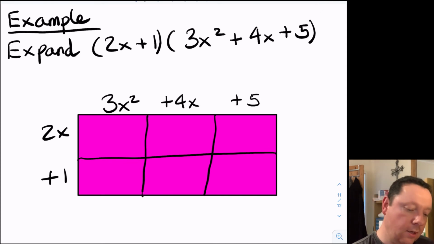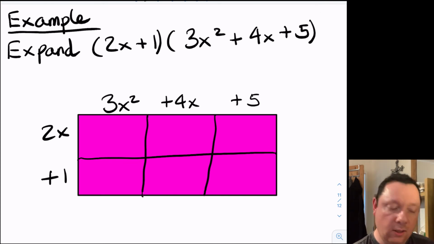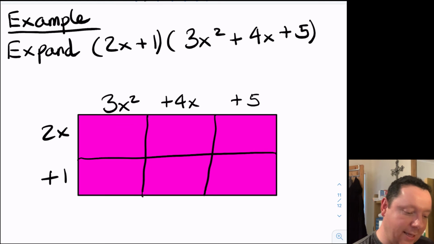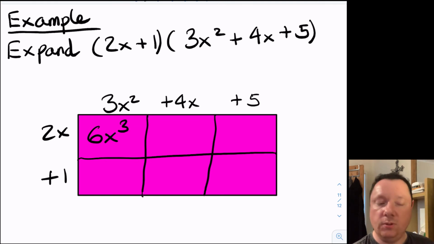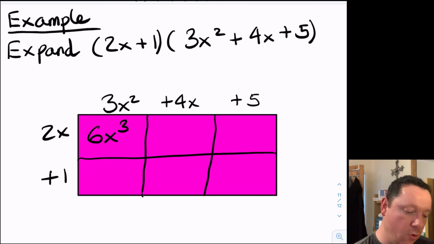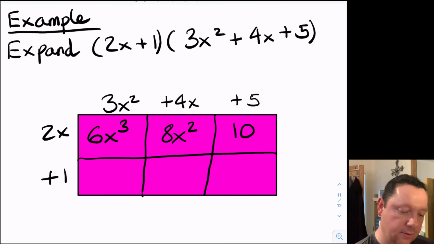Okay, now we just times everything together as we've done before. So the first box is 2x times 3x squared. Be very careful here, you get 6x cubed. Squared times single gives you cubed. Watch your signs, watch your indices, watch everything when you're doing these. The next one, 2x times 4x, 8x squared, because x times x is x squared. Last box on the top line, 2x times 5, well that's just 10x.